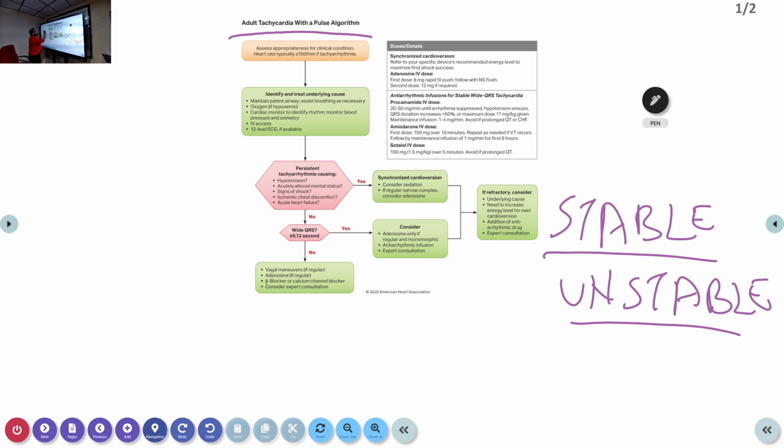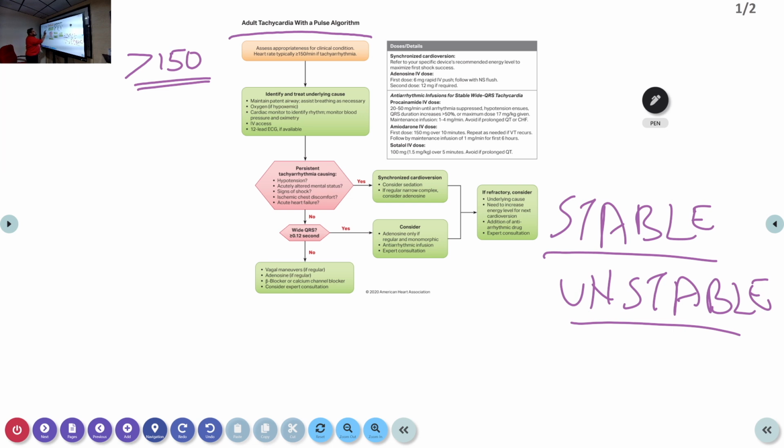We have a patient who is having a heart rate of more than 150. As I told, usually less than 150, it will be sinus tachycardia. But whenever it goes beyond 150, there is some abnormality. It can be an SVT, it can be an atrial fibrillation, all those things we have discussed are a possibility. So remember, heart rate more than 150. Identify and treat the underlying cause.